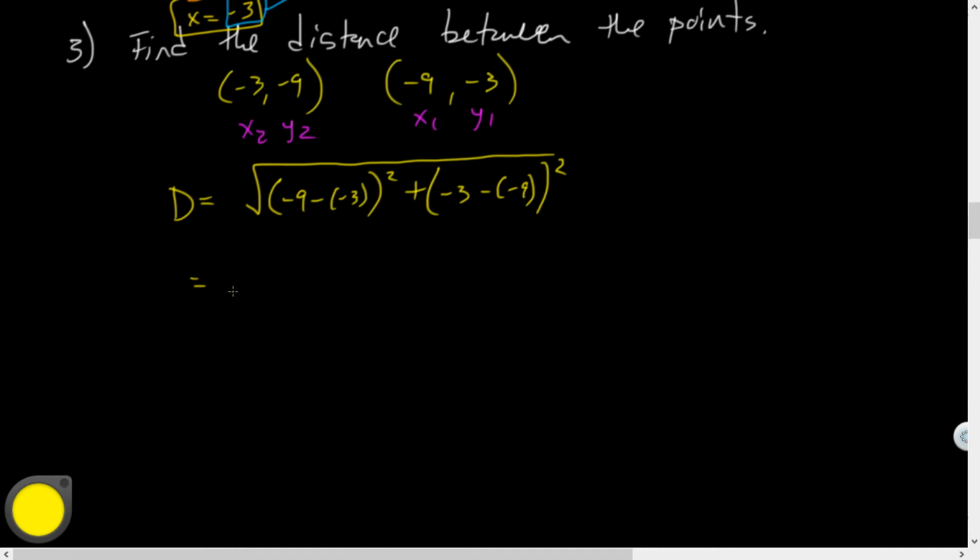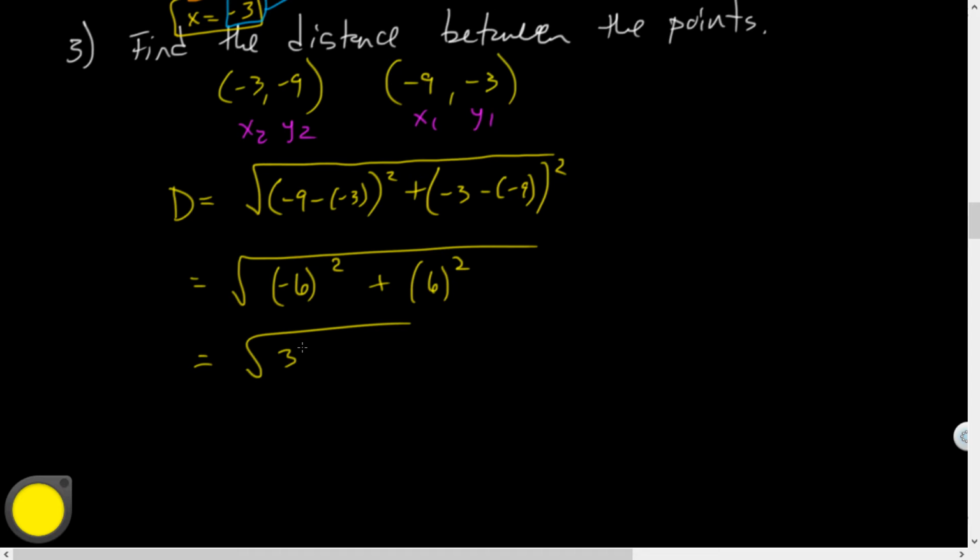Let's be careful here. Don't let it fool you. Negative 9 plus 3 is negative 6 squared. Plus negative 3 plus 9, that double negative becomes a plus, will be positive 6 squared. It looks like this is going to be root 36 plus 36. So square root of 72 is the distance.